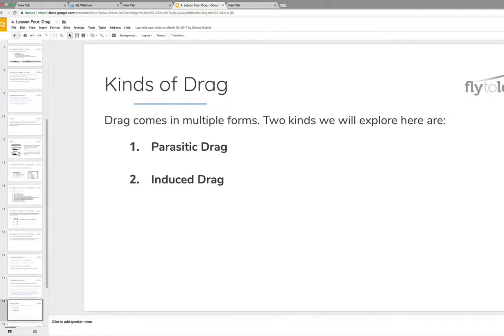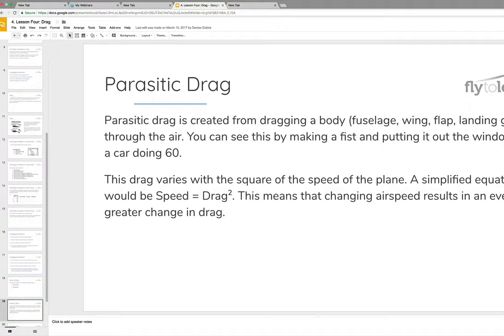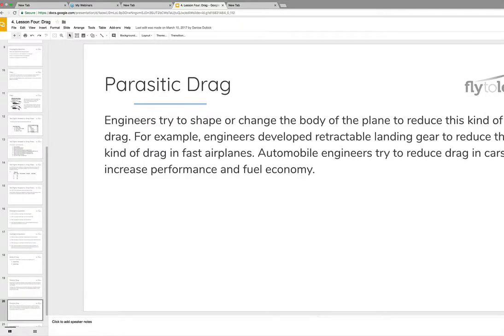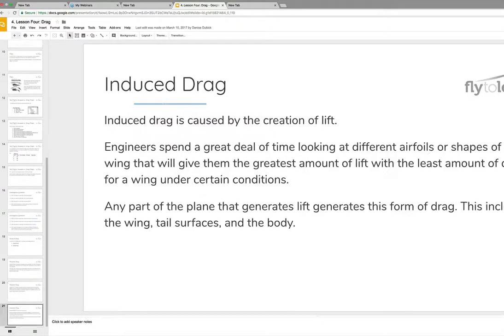There are two types of drag: parasitic, that's when you stick your hand out of the car, and induced, which is the result of lift. Induced drag is because when you create lift, you create some drag. But it's like 100 parts lift to 1 part drag, so it's a really good deal. So that's what we do, and it works.